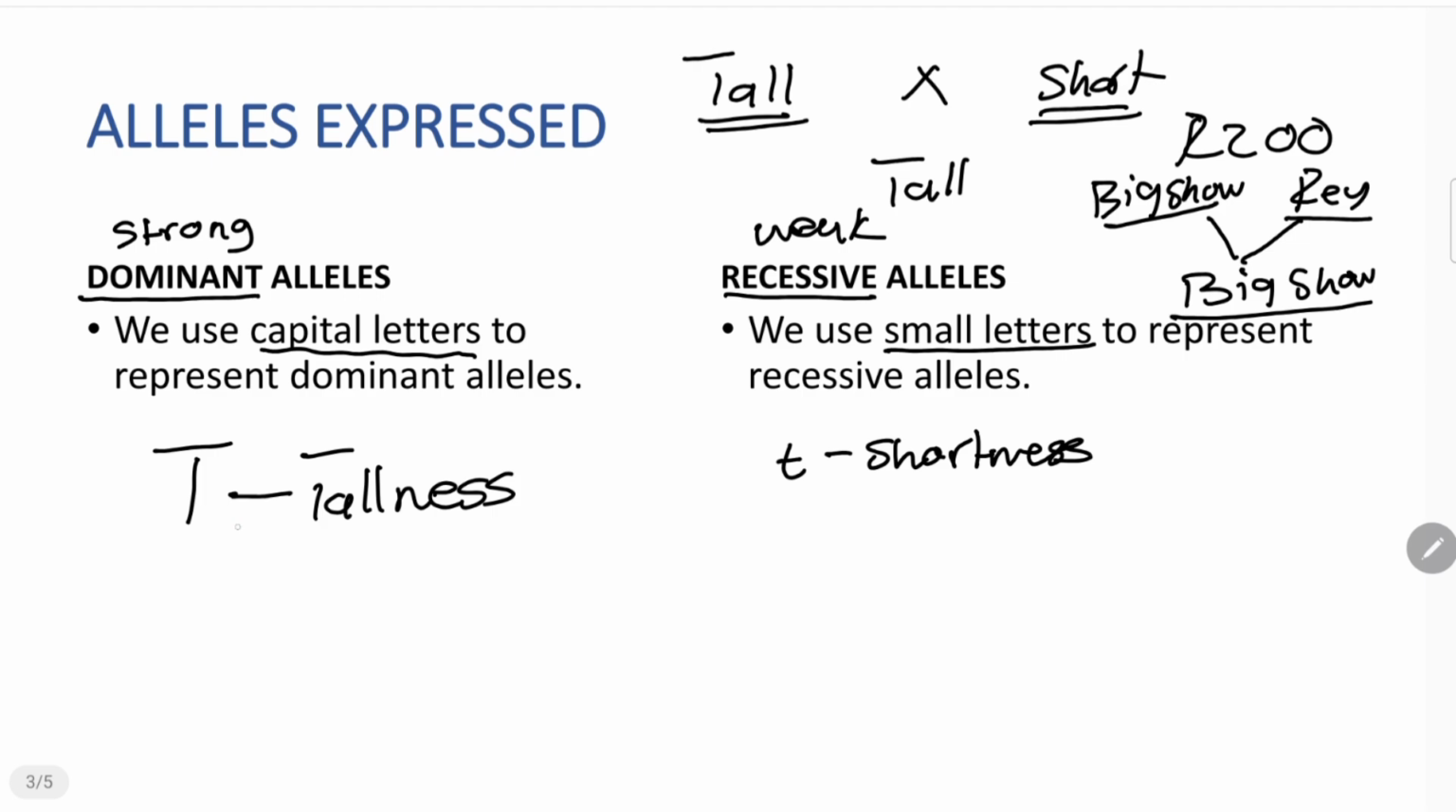So it tells me that every time I see capital letter T, I will know that this is the allele for tallness. And every time I see small letter t, this will be the allele for shortness, right? So let's continue again.